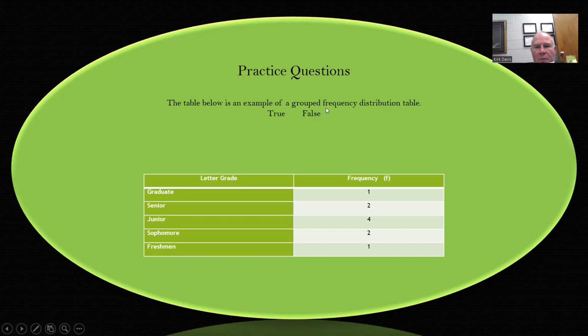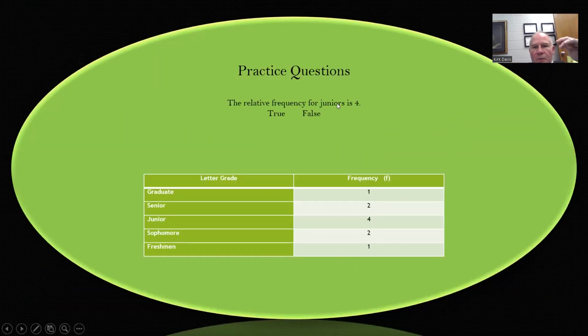The table below is an example of grouped. False, it's ungrouped. Typically, grouped is where you have numerical data and you've collapsed that numerical data to make a group of your choice. So this is an ungrouped frequency distribution, so it's false. The cumulative frequency for seniors. So here's my seniors, and we're just going to add up all the frequencies at or below. And we know that's going to be 9 because I've given you a sample size of 10. So 2, 4, 6, 6 and 2 is 8, 9. So that's true.